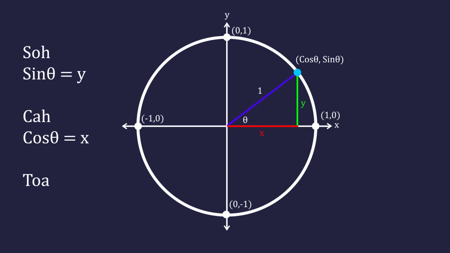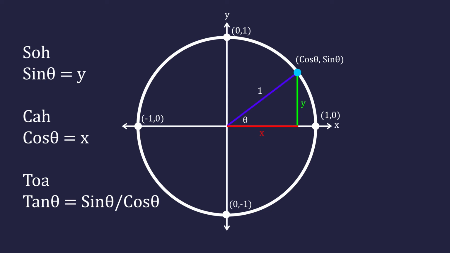Now let's try to define tangent, or tan, in the unit circle. Our definition of tan is that it's equal to opposite over adjacent. And we know from what we've just explained that the opposite of this triangle is equal to the height, the y, or the sine of theta, and the adjacent is equal to the x, the cos of theta. So sine theta over cos theta, the y over the x.